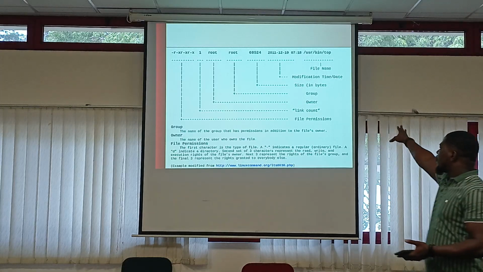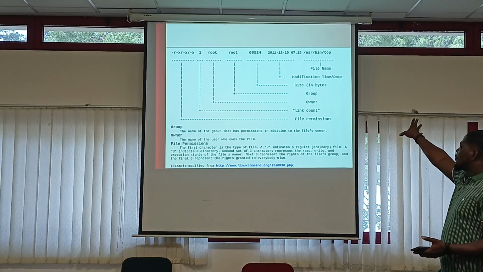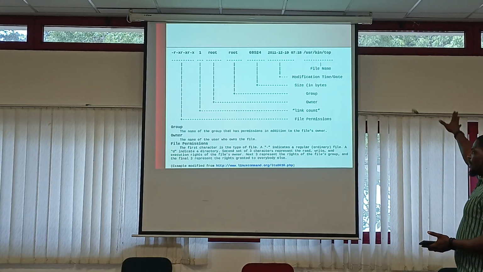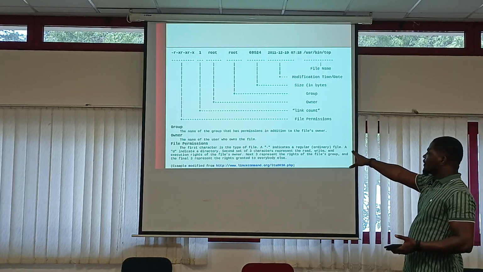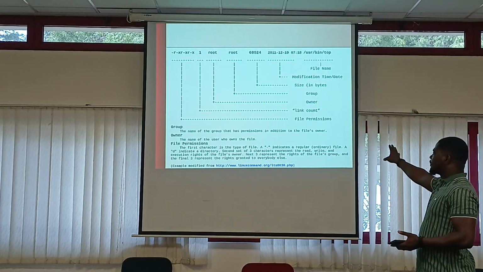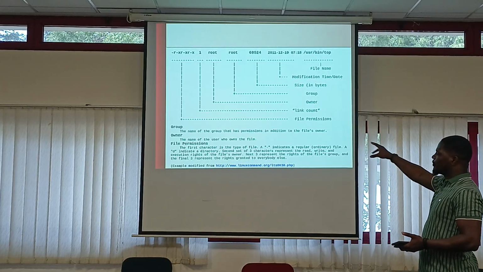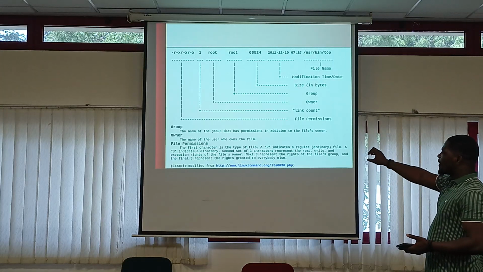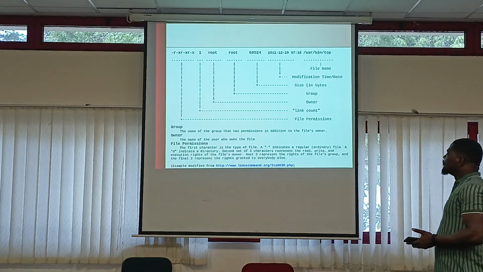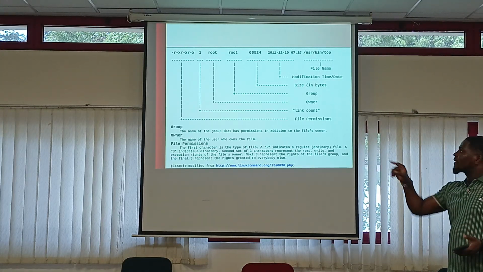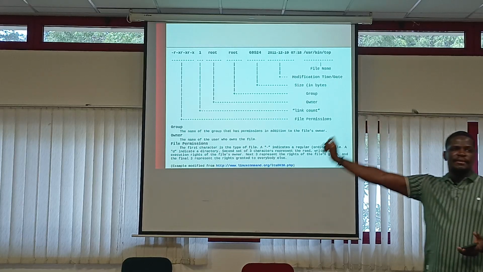And then this is the file size in bytes, the modification date, and the file path and name. So we have the name of the group that has a permission in addition to the file's owner name. That's the group, the owner, and the file, and then the file permission. To break it down, if the first character is a dash, it means it's a file.